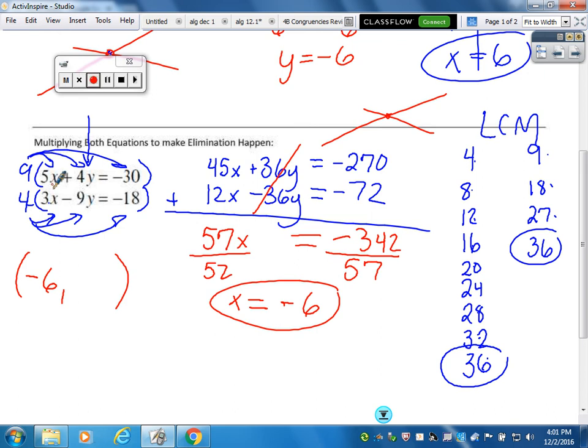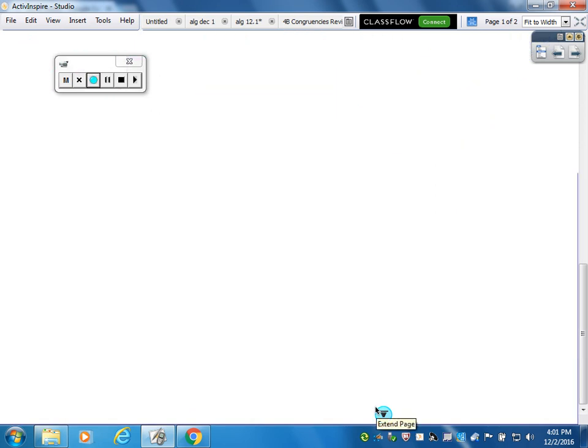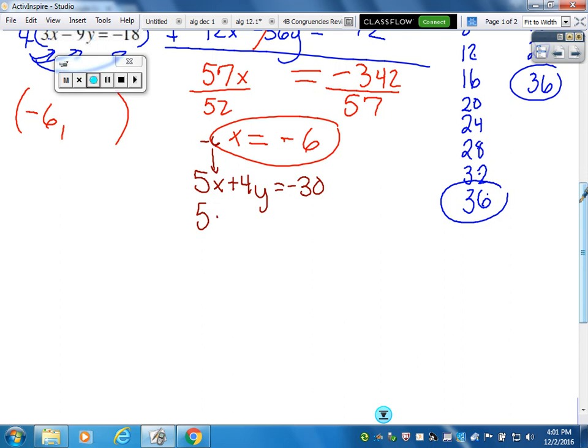I'm going to pick the top one, a little bit less numbers. We've got 5x plus 4y is equal to negative 30. Again, I chose the top one, not this one. And I get that x is negative 6. So let's plug that in. So 5 times negative 6 plus 4y equals negative 30. 5 and negative 6 make negative 30.